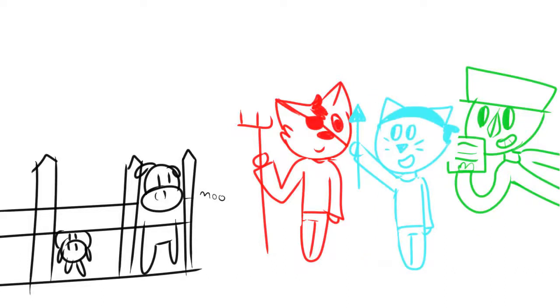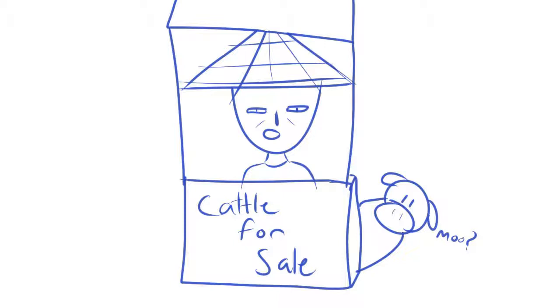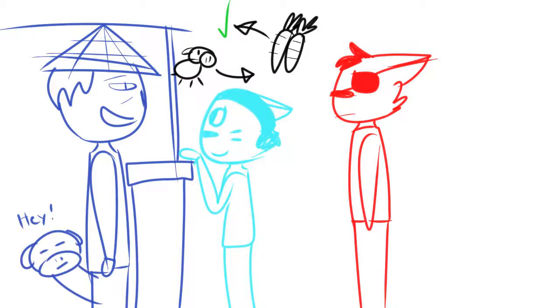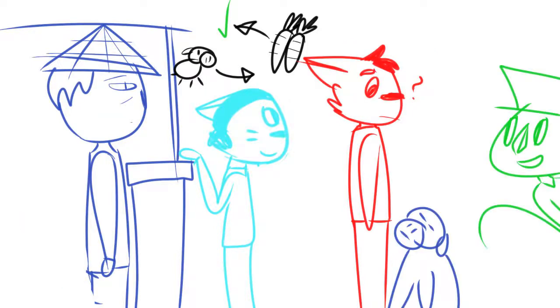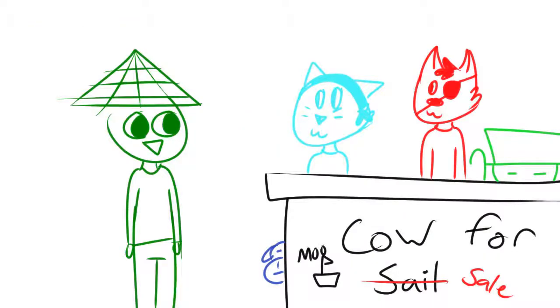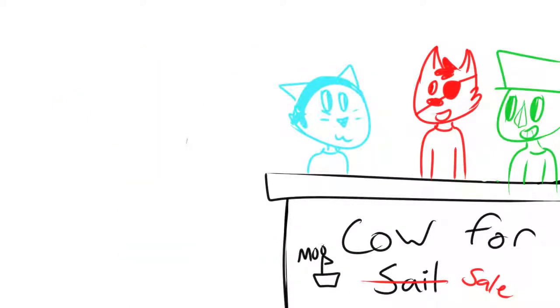Let's go! Cattle for sale! Come get your cattle! Over there! Excuse me, sir. Would you like to trade some crops for one cow? Yes, sirree! One cow coming up! Now go over there to that stand and sell that cow! 10 minutes later. Howdy, I'd like to buy that cow of yours. Sold. Yay, you did it!